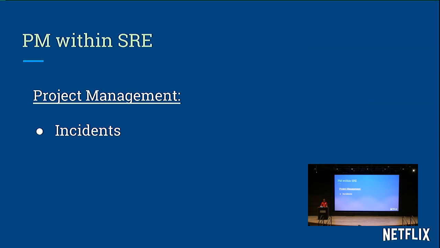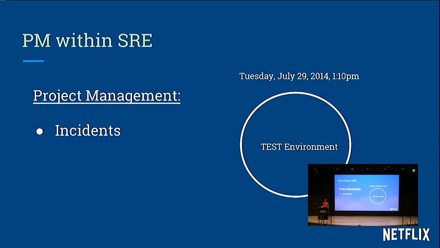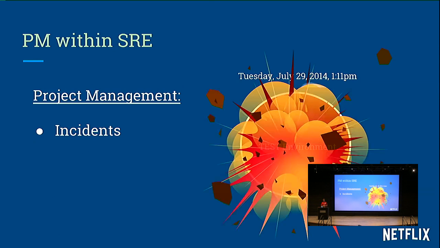One of the incidents that I wanted to talk about here today was our test environment. So Tuesday, this is a while back, but it's still very relevant to this talk. Tuesday, July 29th, 2014, 1:10 p.m. Everything was great. We were talking about how these new buildings were going to be built and they're going to be awesome. The sun was shining. At 1:11 p.m., this happened.